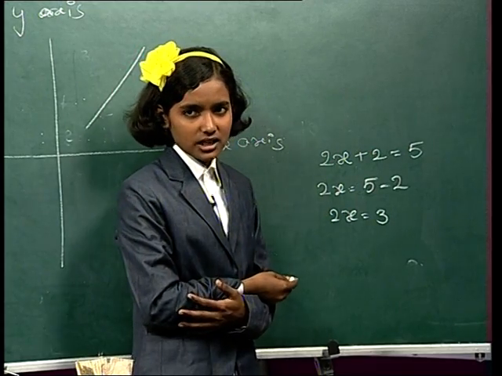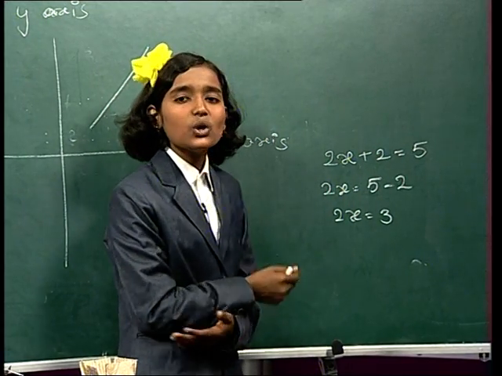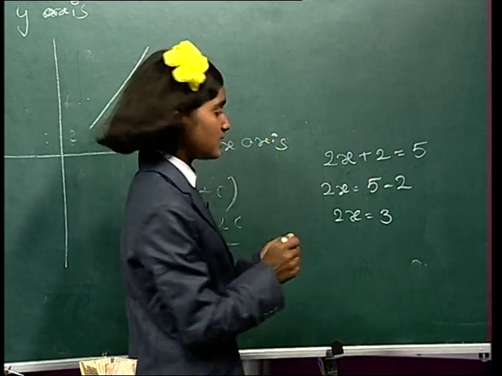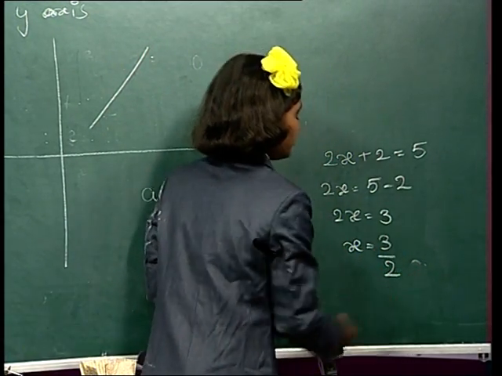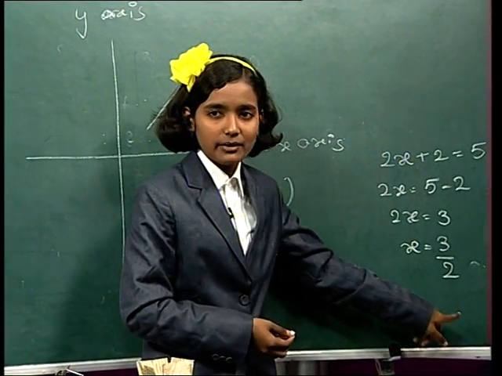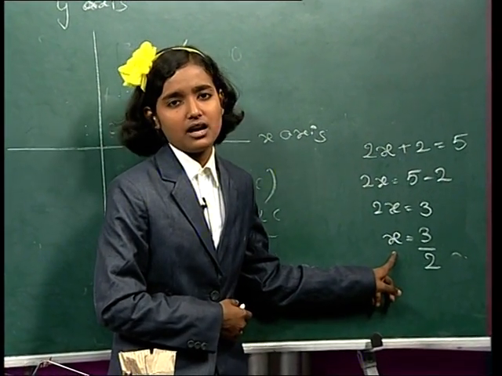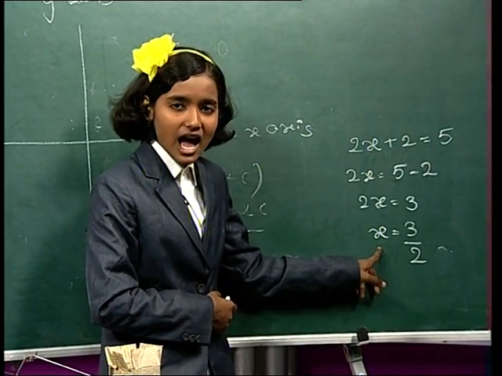Is it yes or no, friends? 2x is equal to 3. You are exactly right, friends. Now x is equal to 3 by 2. x equals 3 by 2. So, it is the isolation. Have you understood, friends? It is the isolation.